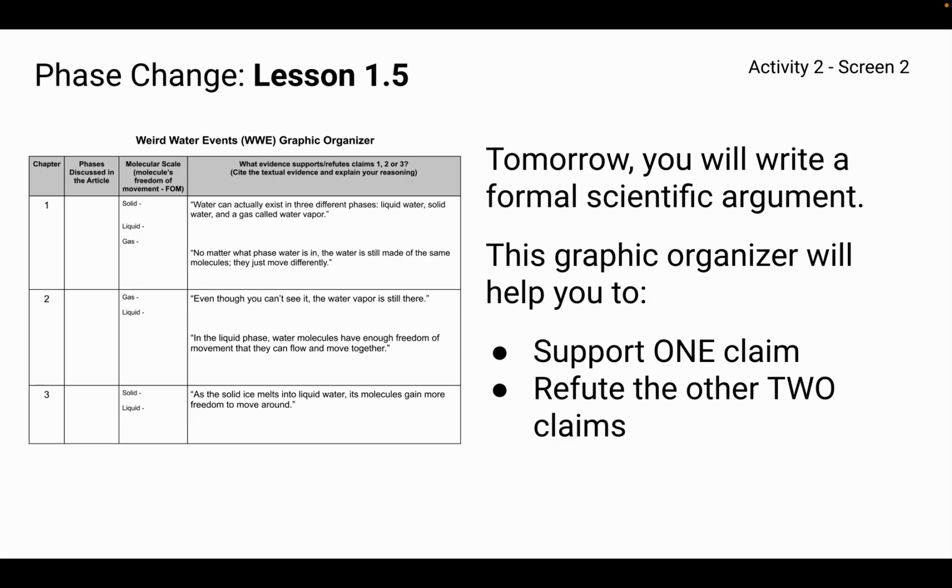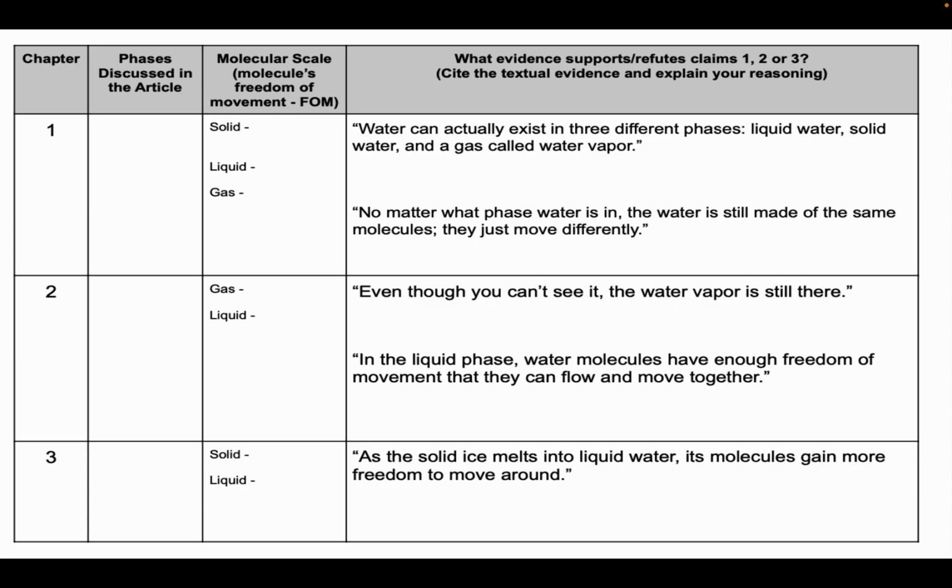So you're going to use this to give textual evidence to support one of those claims, and then textual evidence to refute the other 2 claims. So it's really important that you do a good job and fill this out completely. Okay, so let me show you what you need to do. If you go back to chapter 1, I modeled how to highlight that. The phases discussed in the article were basically all of them, solid, liquid, and gas. This was just an introductory chapter, and it just really quickly discussed a solid, liquid, and gas.